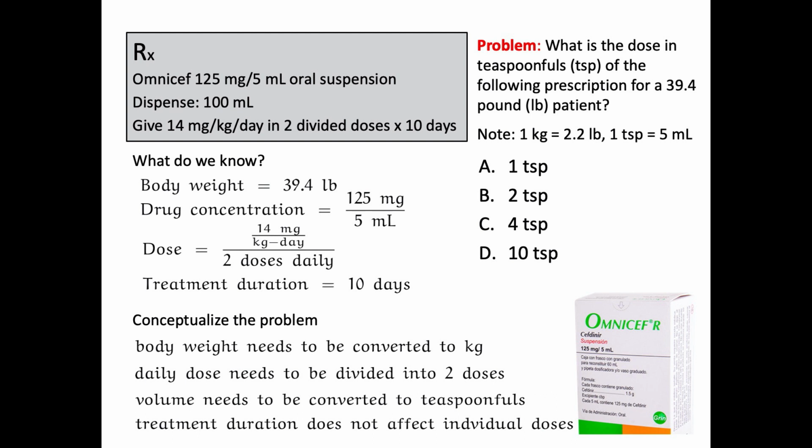Well, we have to start with the fact that the dosing is based off of body weight, but the body weight needs to be converted from pounds to kilograms to be able to use the dosing that we have. So we're going to have to convert the body weight to kilograms. We're also going to need to take that total daily dose and divide it into 2 so we can solve for an individual dose.